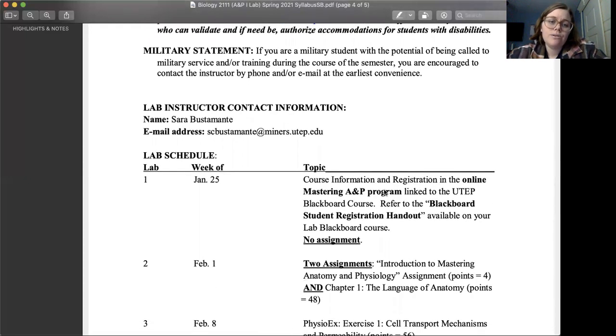Let's move on to the course schedule. But I do want to point out that here is my information. My name is Sarah Bustamante. My email address is scbustamante@minors.utep.edu. I kind of wish that this was at the top of the syllabus. I didn't make this syllabus, Dr. Aldalway did. But here it is. And again, contact me with your questions. If you contact Dr. Aldalway, she is just going to refer you to me. So I highly suggest that you just skip that circle and go straight to me.